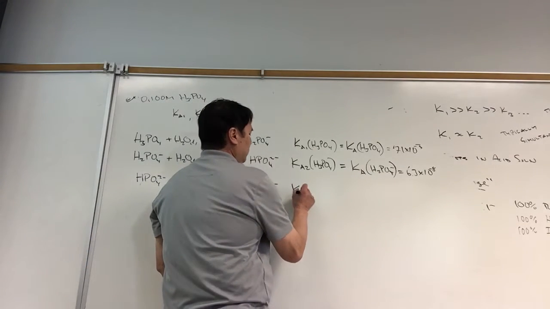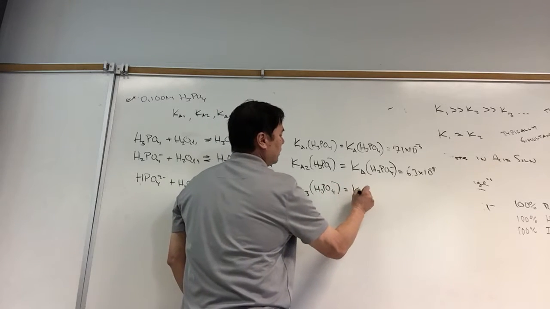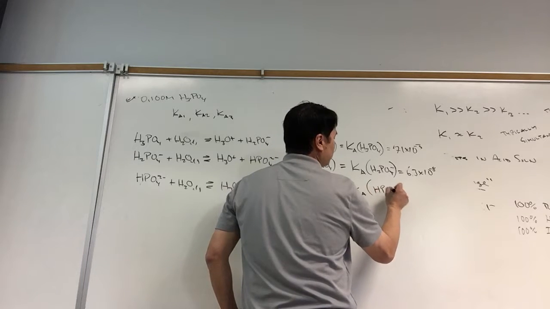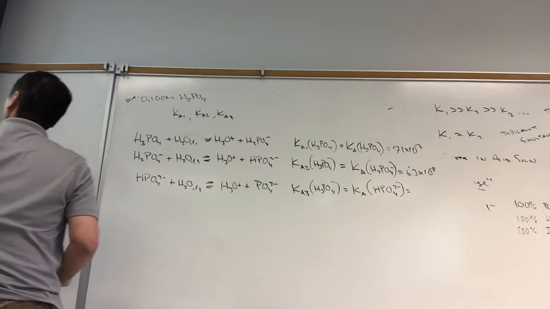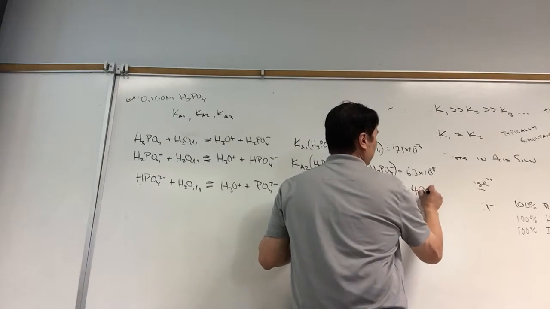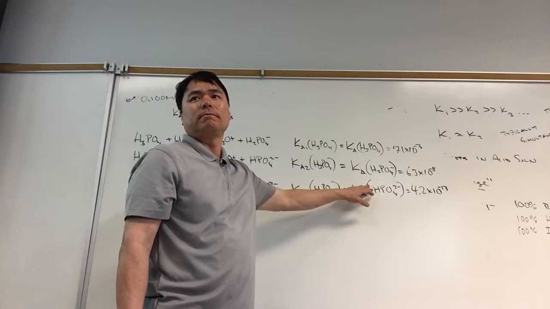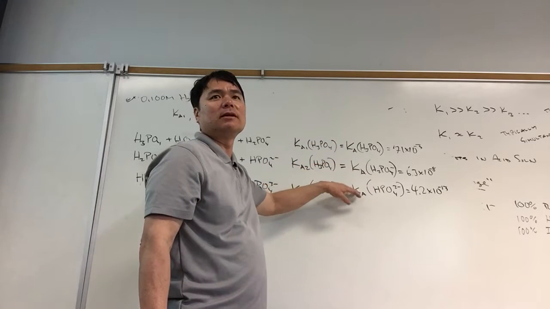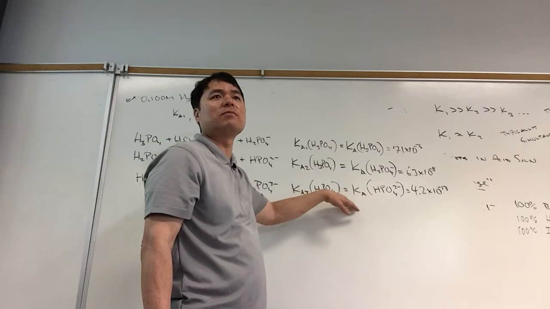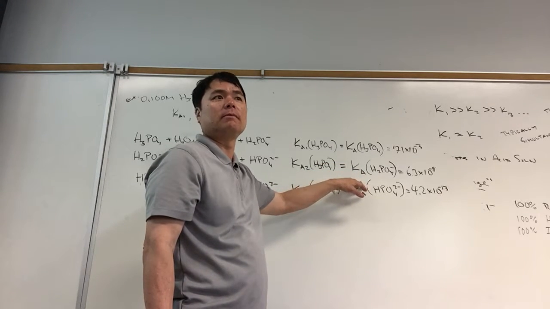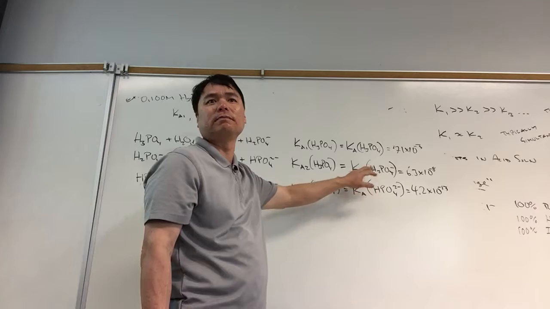This would be Ka3 for phosphoric acid, and Ka for monohydrogen phosphate. And let's look at the value here. 4.2 times 10 to the negative 13. Look at that. 4.2 times 10 to the negative 13 is another 5 orders of magnitude. And so each successive step is becoming less and less significant. And therefore, there's a good chance that each successive step won't perturb the previous step. If the K values are close, then we've got to worry about having to solve this simultaneously.